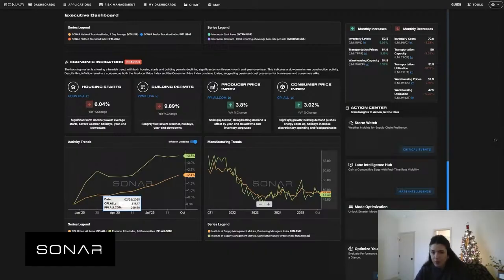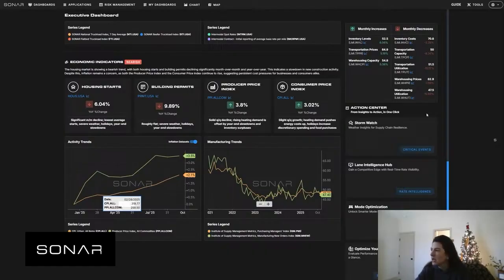So really all of these are going to be great leading indicators for the transportation market and the overall economy. So if you know your book of business is heavily influenced by either manufacturing, housing, consumer sentiment, or consumer purchasing, it's great to keep an eye on these and how they're moving in the market.